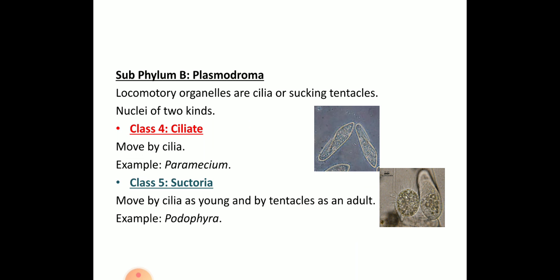Next, class 5, Suctoria. They suck the blood or sap using suckers. They move with cilia in the young stage, but in the adult stage they move by tentacles. These tentacles act as suctorial organs, so that they can suck the food sap or the blood. The example is Podophrya. These are the five classes classified by Hyman and his group.